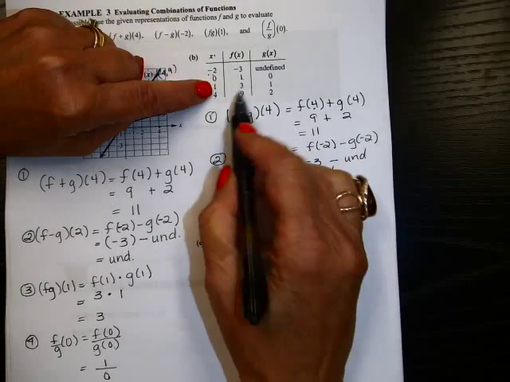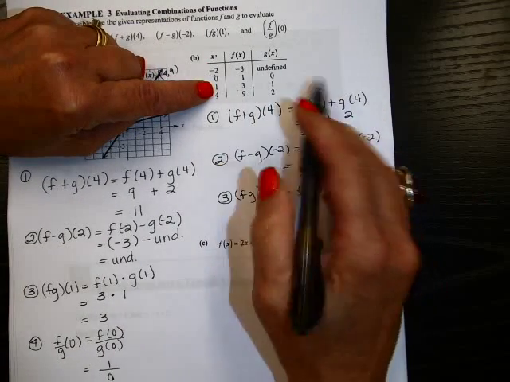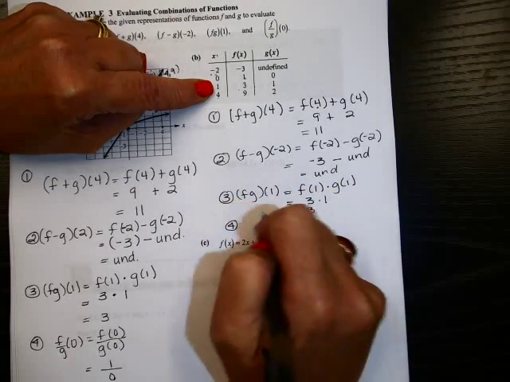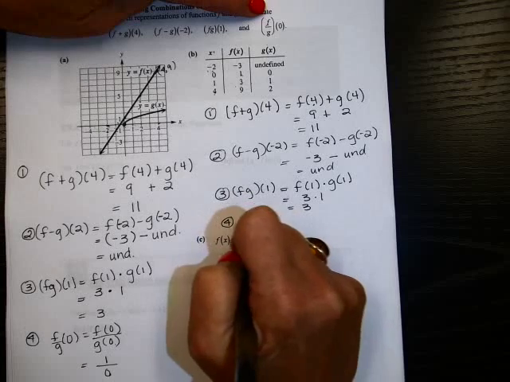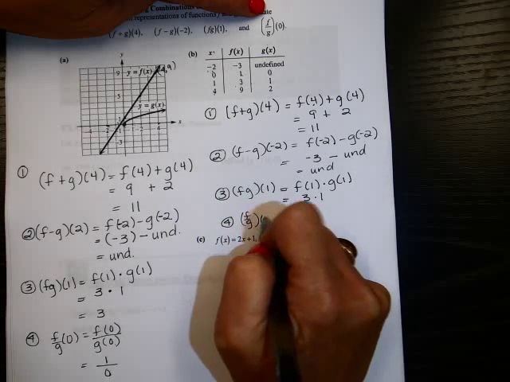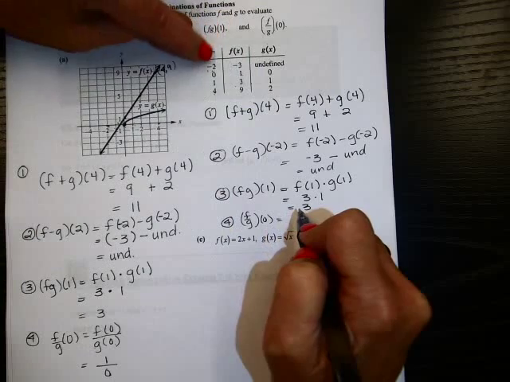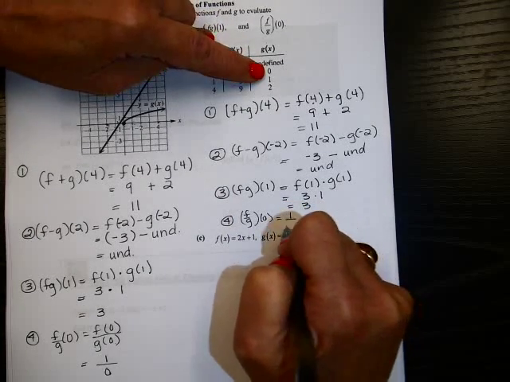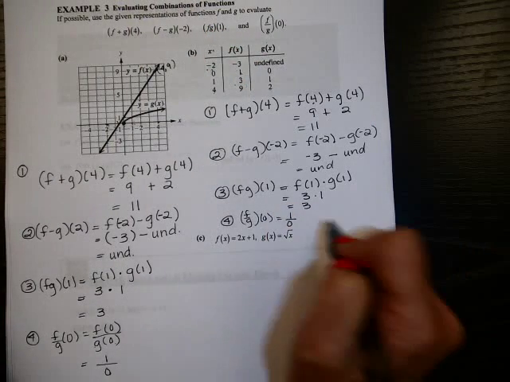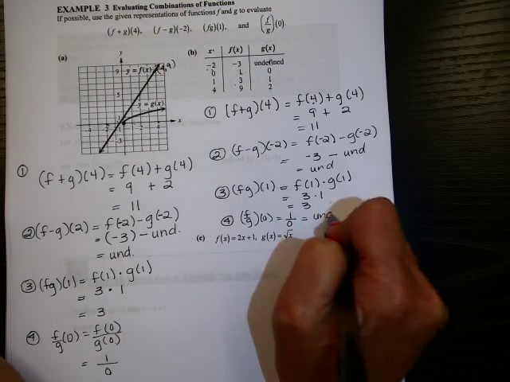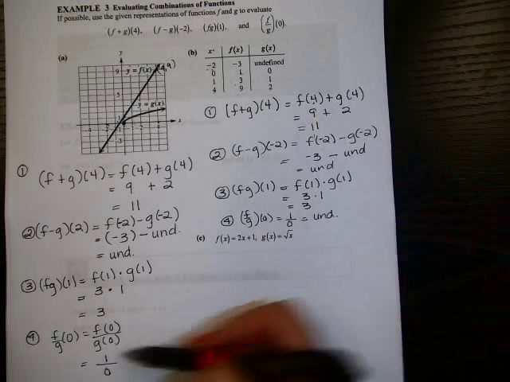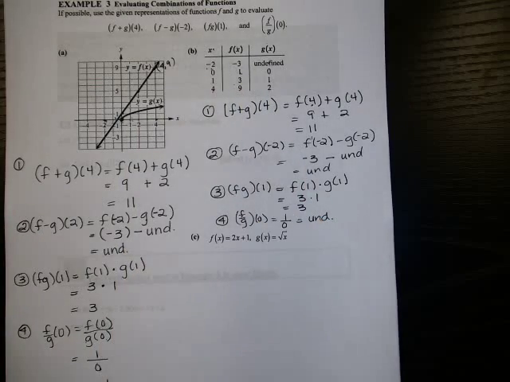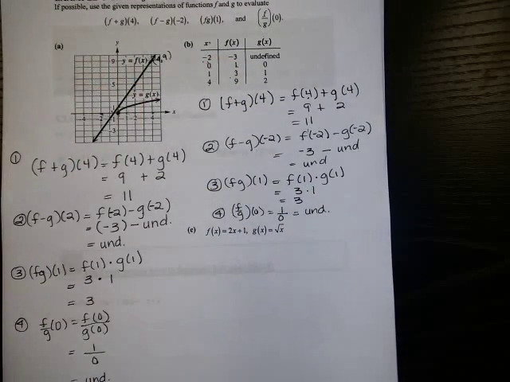X is 1, so f of 1 is 3. G of 1 is 1. I get 3. The fourth is f over g of 0. F of 0 is 1. G of 0 is 0. Anything over 0 is undefined. So notice the duplication. We just used a graph and a table, but they were the same values. These reflect the same two graphs.